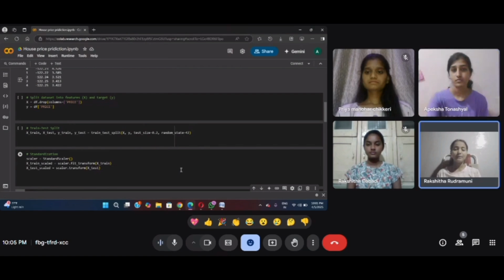Third step, apply to the train and test data. Standardize the training data, then use the same mean and standard deviation for the test data. This is important for models like linear regression, which ensures equal feature scaling.